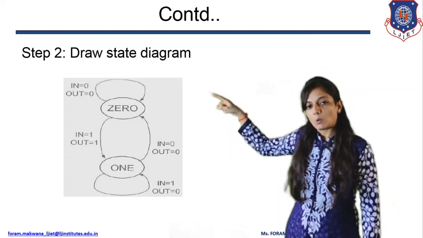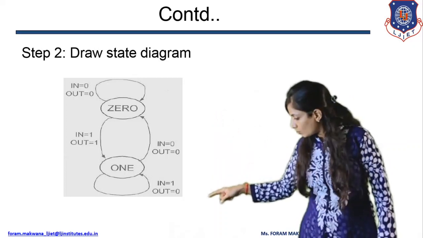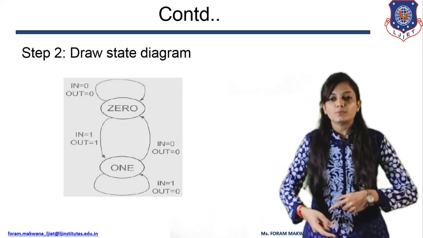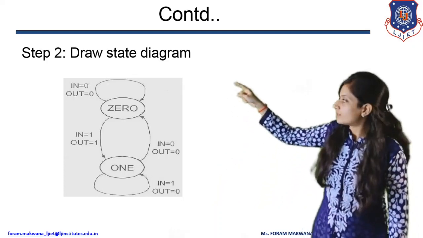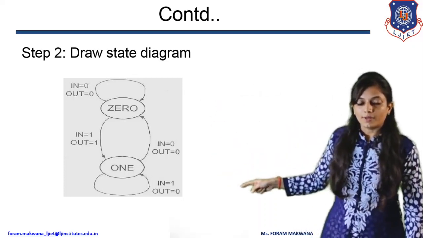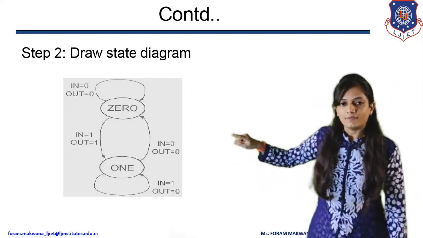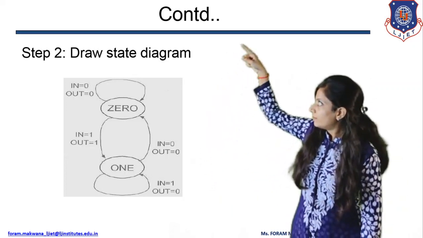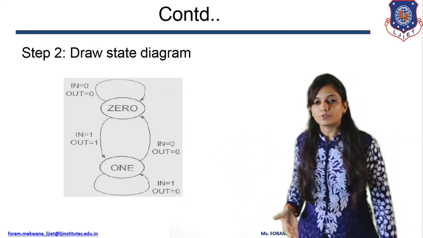So for input 0, my output will be 0 for state 0. If input is equal to 1, output is equal to 1, and my next state will be 1. Okay? If my state is going to change, it is represented with the help of an arrow like this. If it is not changed, then it is a self loop like this in 0. Right? Similarly for 1. If input is equal to 1, output is equal to 0, and it stays in the self loop. For 1, if the input is equal to 0, my next state will become 0. We are going to write all this in terms of a state table.